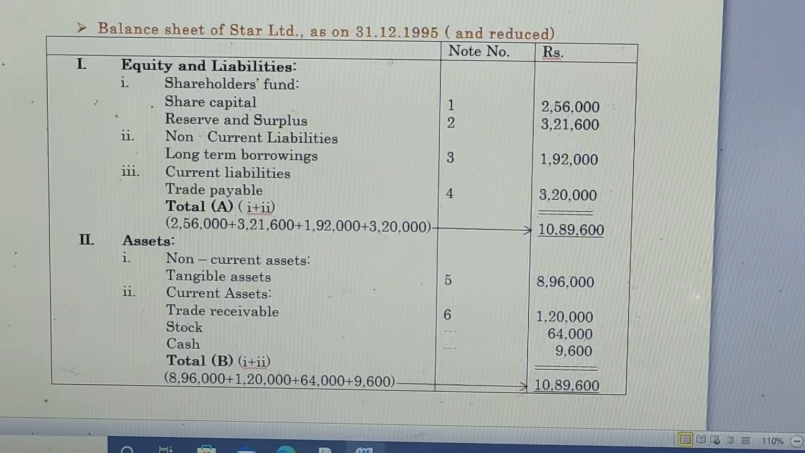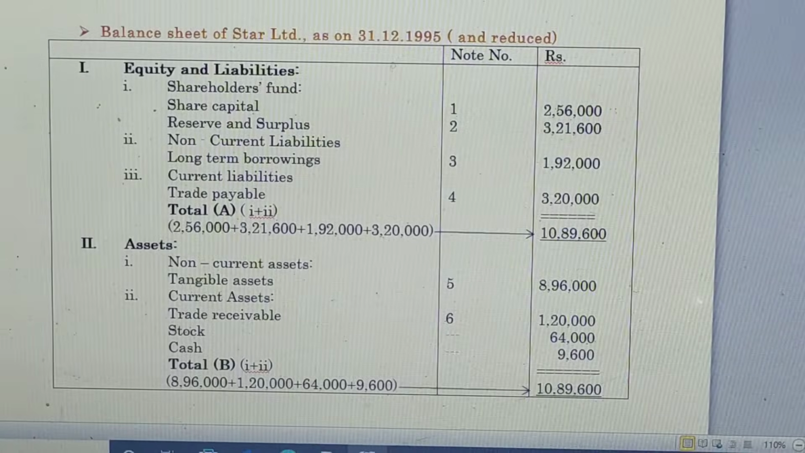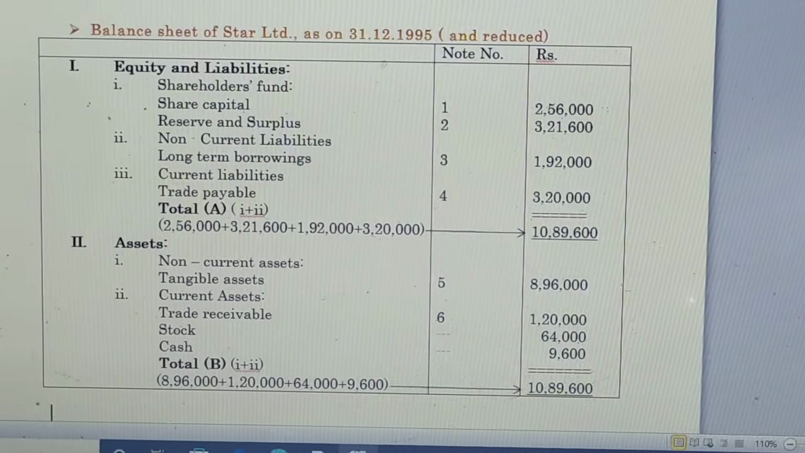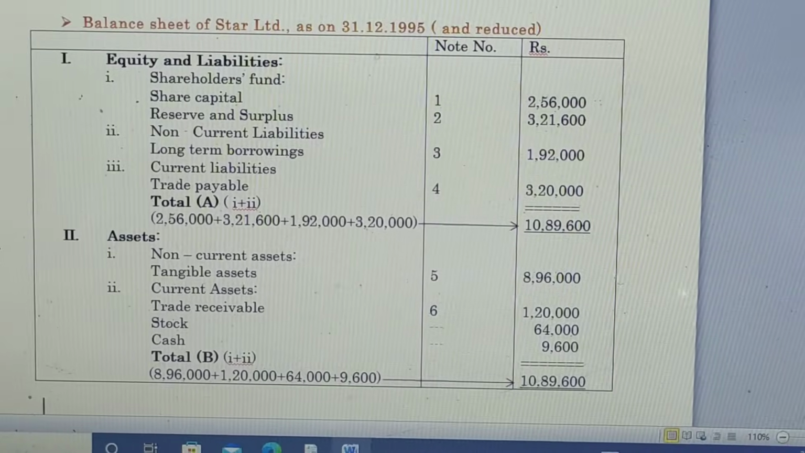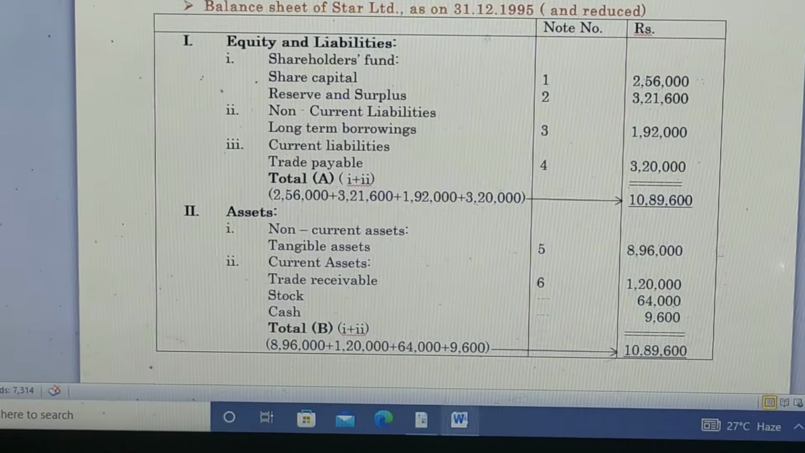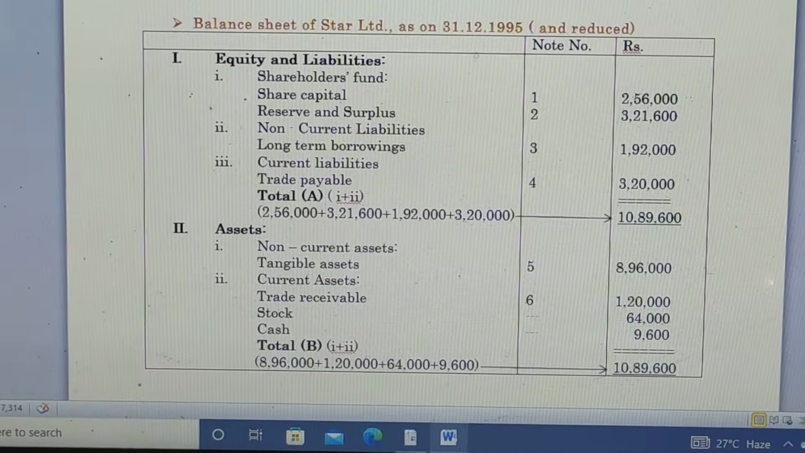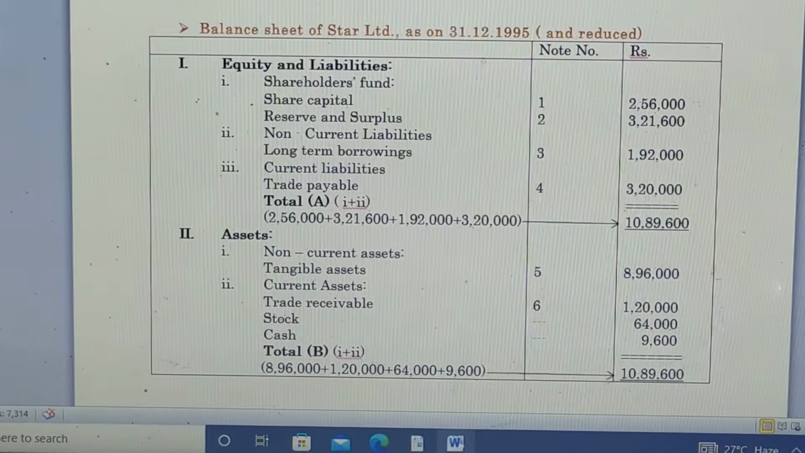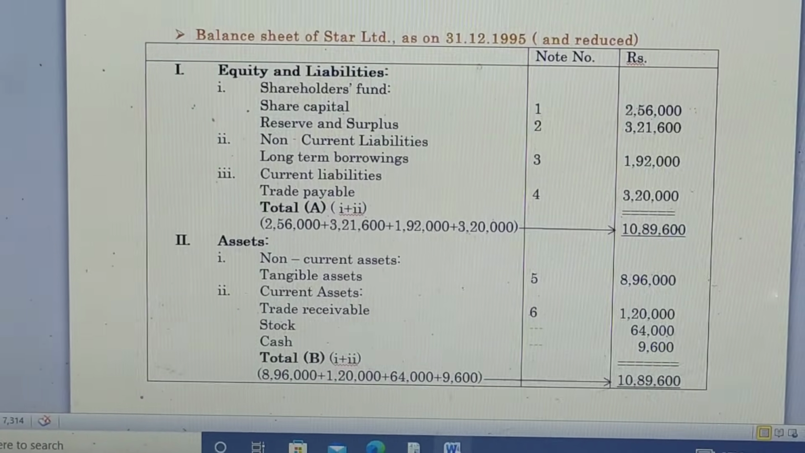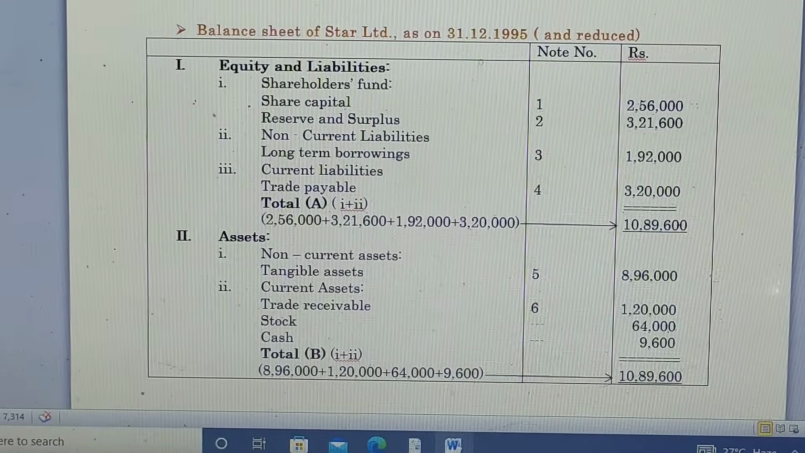8,96,000 plus 1,20,000 plus 64,000 plus 9,600. So the total assets are 10,89,600. It means 8,96,000 plus 1,20,000 plus 64,000 plus 9,600. So the total asset amount is 10,89,600. That's all.